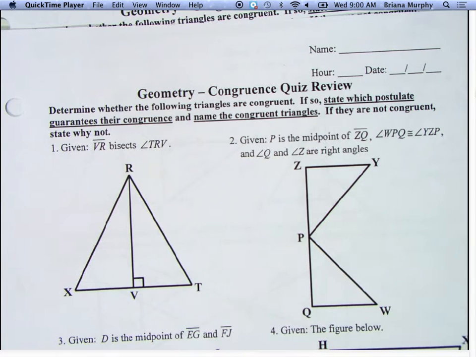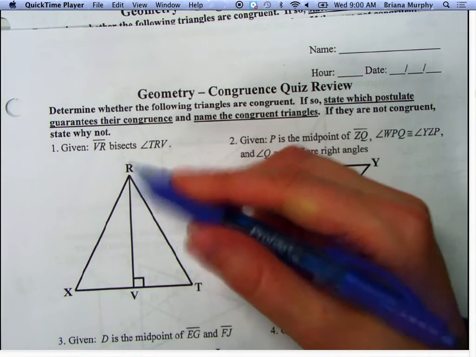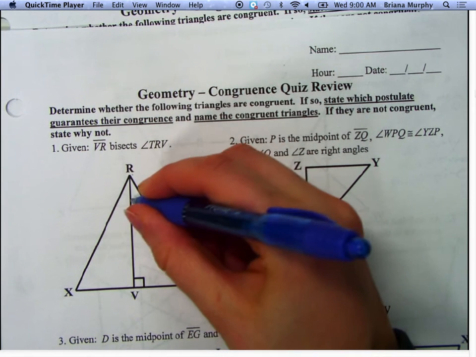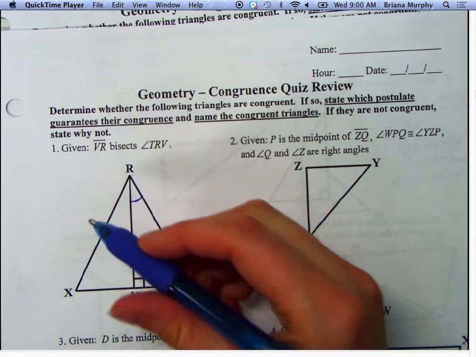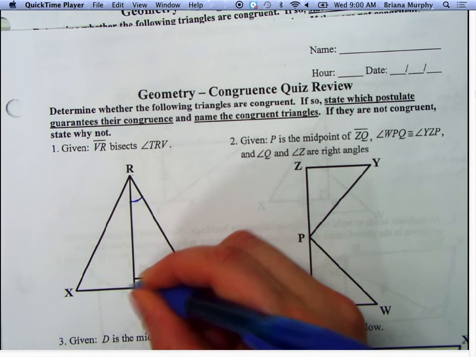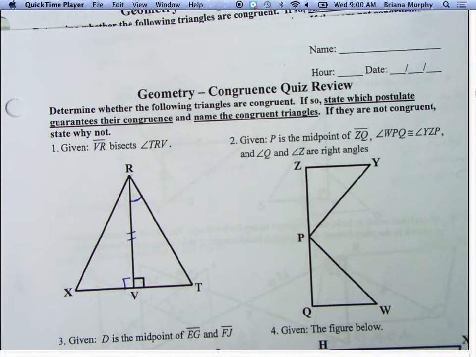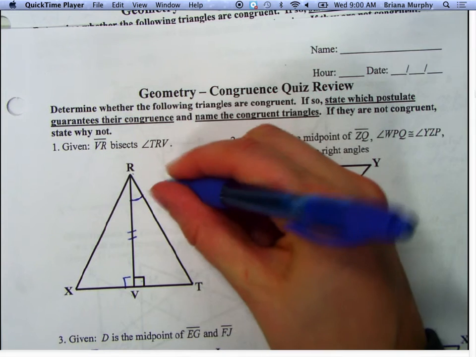Given VR bisects angle TRV, so we're going to look at T, R, and V. VR bisects this angle right here. Well, that doesn't make a lot of sense, but it means we only know that angle. We also, if this is a right angle, this has to be a right angle. And we know this side is congruent to this side by reflexive. Do we know this is congruent? Do we have 3 things marked on each triangle? No, so not congruent.